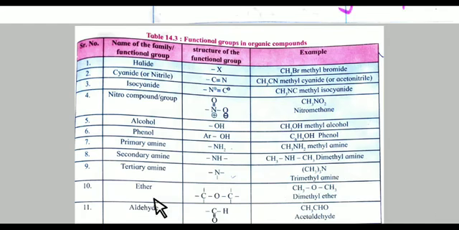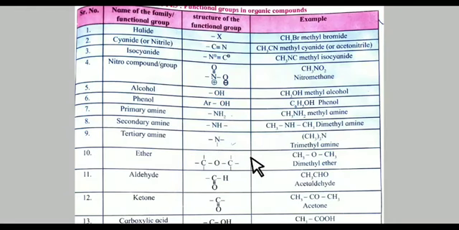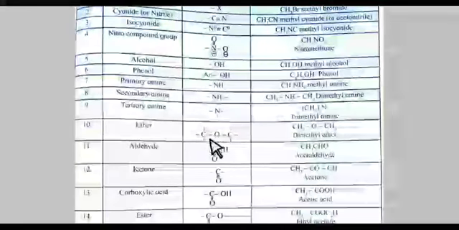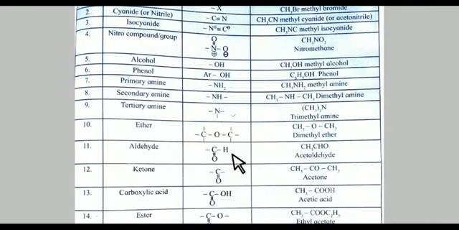Next one is ether. The formula of ether is ROR, or you can write COC. In ether, you can use the same alkyl group on both sides of the oxygen atom, or one of the alkyl groups can be different. So whenever an oxygen atom is attached with 2 alkyl groups on both sides, it is known as ether. Next one is aldehyde, meaning RC=OH, or you can write it as CHO. Whenever an alkyl group is attached with the CHO group, it is known as aldehyde.